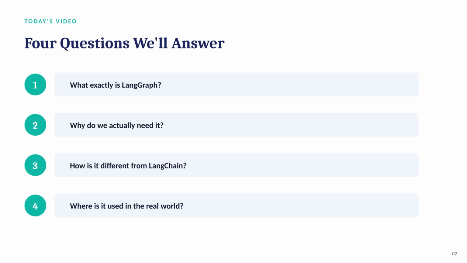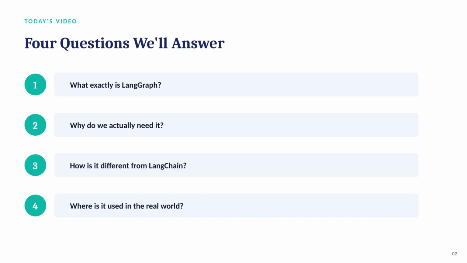In today's video, we're starting with the fundamentals, and we'll answer 4 questions. First, what exactly is LangGraph? Second, why do we actually need it? Third, what's the difference between LangChain and LangGraph? And fourth, where is LangGraph used in real-world applications? By the end of this video, you'll have a clear picture of what LangGraph is and why it's become such an important framework for building stateful AI agents.